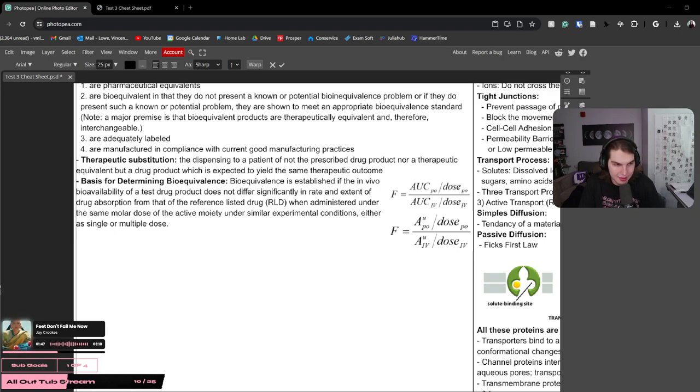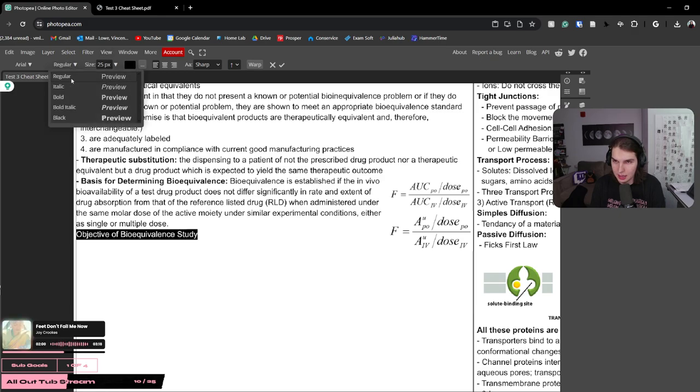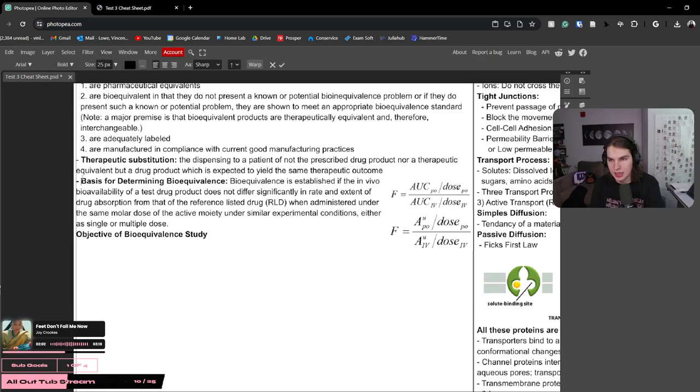Oh my gosh, I actually know these. Labeling of generic, objective of bioequivalence studies. Well, we'll include objective of bioequivalence studies. It's pretty important, I would think. Actually, I need to do this. Let's do that. Objective of bioequivalence studies is an important part.